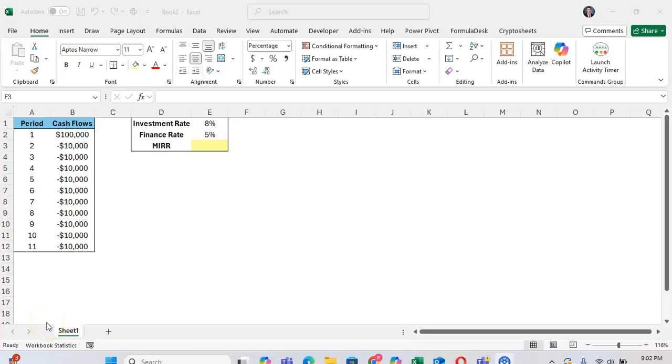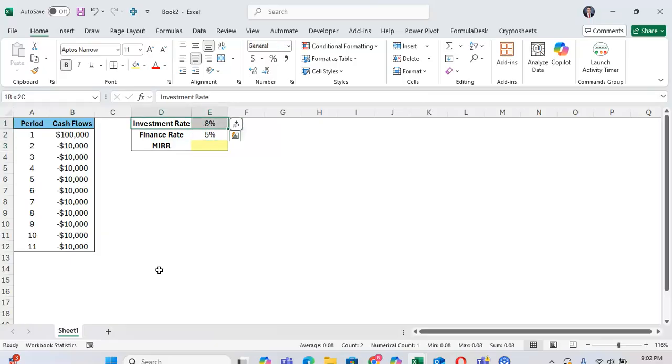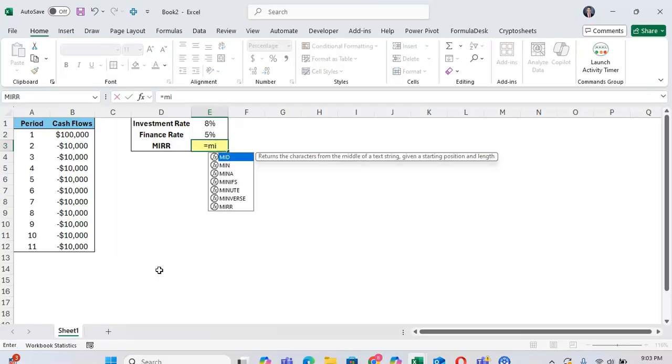In this tutorial, I want to show you how you can use the MIRR function in Excel, which calculates the modified internal rate of return, which, unlike the internal rate of return, IRR, considers your investment rate of positive cash flows and your financing rate of negative cash flows. So to use this function, type equals MIRR, open parentheses.